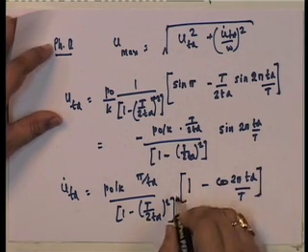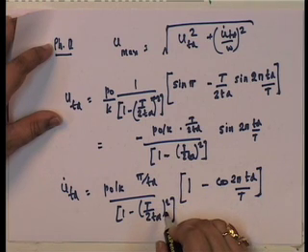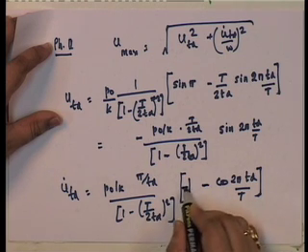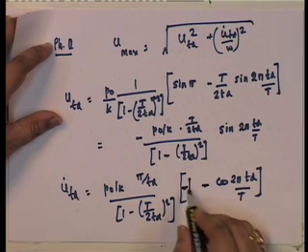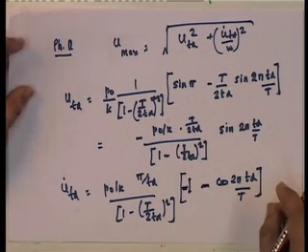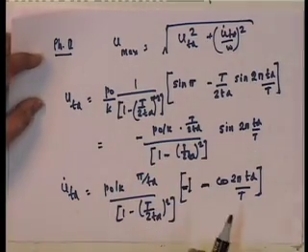Sorry, I am making a mistake here. Cosine of pi is minus 1. I am very sorry. I am extremely sorry. Cosine of pi is minus 1. So, it is minus 1 here and minus here. Okay, so u_d and u dot t_d is this.